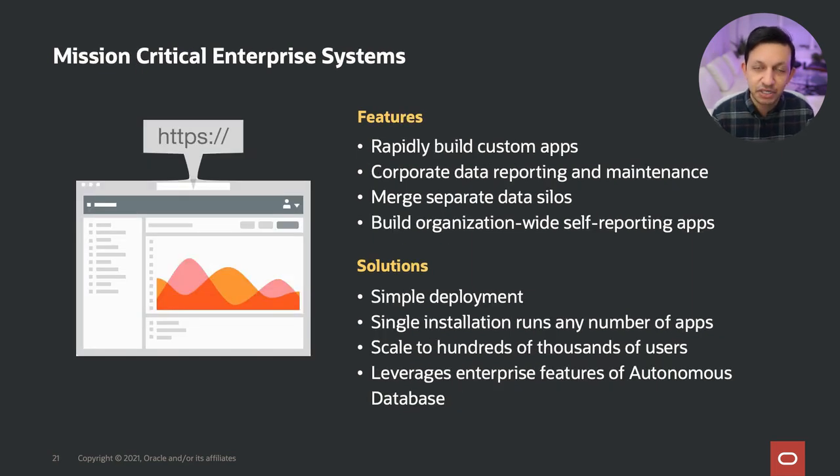And finally, you can use Apex to build mission-critical applications. This means that you're able to build custom applications. Maybe you have to do corporate data reporting and maintenance. You can merge data silos or take data from multiple sources and put them into a single application for reporting. And you can build organization-wide applications as well. The benefit of this is that you have a single deployment, a simple installation that can run any number of applications. You can scale to hundreds or thousands or hundreds of thousands of users. And it leverages all of the enterprise capabilities of the Oracle database.